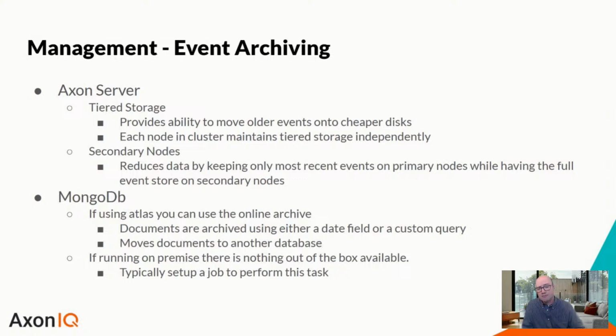Secondary nodes are a different situation where, rather than just storing the same event and pushing it onto cheaper disks, once those events pass the threshold of whatever time configuration you have set up, they will get moved over to a secondary node. And once they are confirmed to be there, they're going to be removed from the primary node, so that the primary node is only keeping the most recent events.